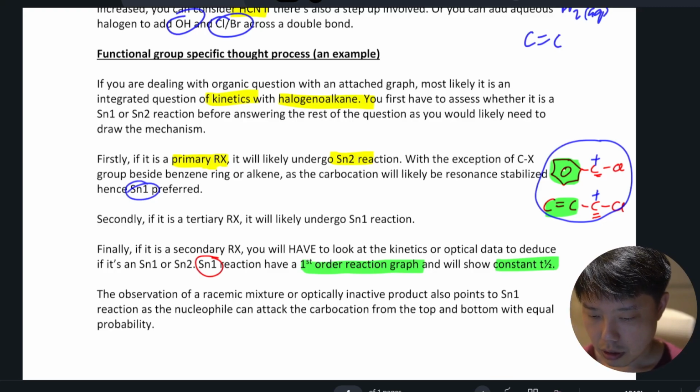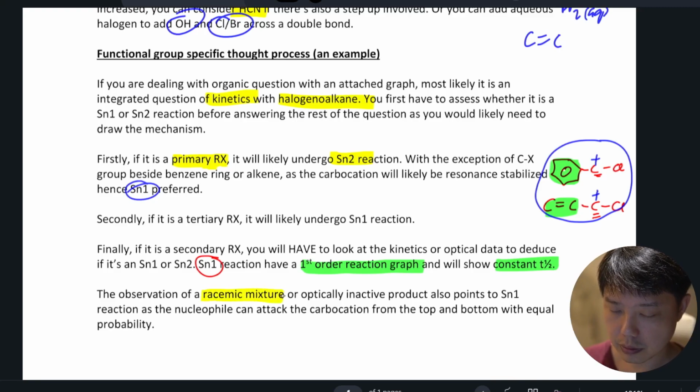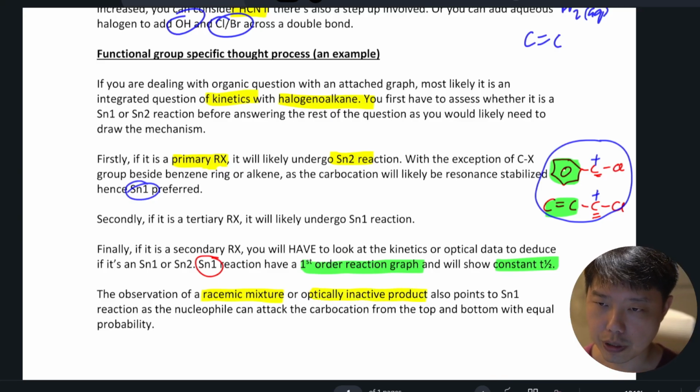Okay, for the optical data, they may give you an observation of a racemic mixture, or they say it is an optically inactive product. Okay, because according to the mechanism, the nucleophile can attack the carbocation from the top and bottom, so it will give you 50% of the two enantiomers. So this, you will also have to deduce that it is an SN1 mechanism.